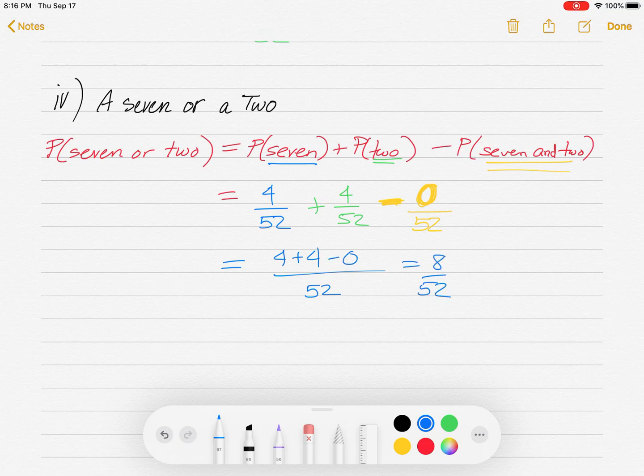You punch that in your calculator. 4 divided by 52. I'm sorry, 8 divided by 52. That's approximately 0.154.